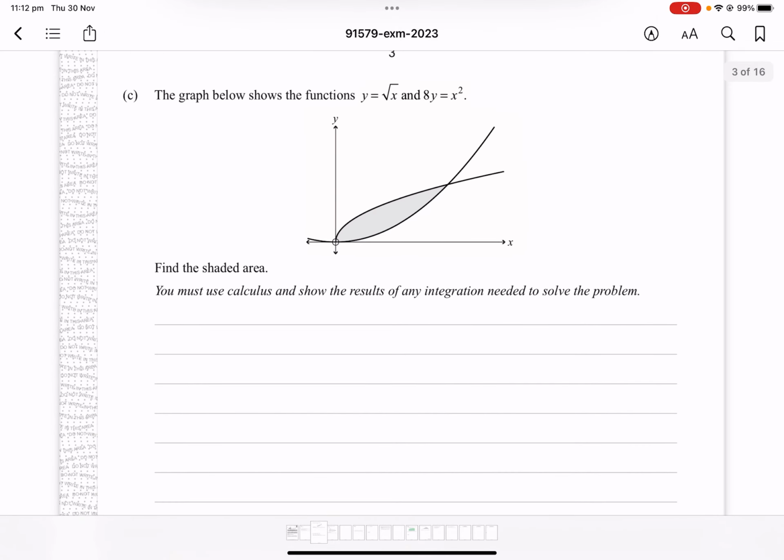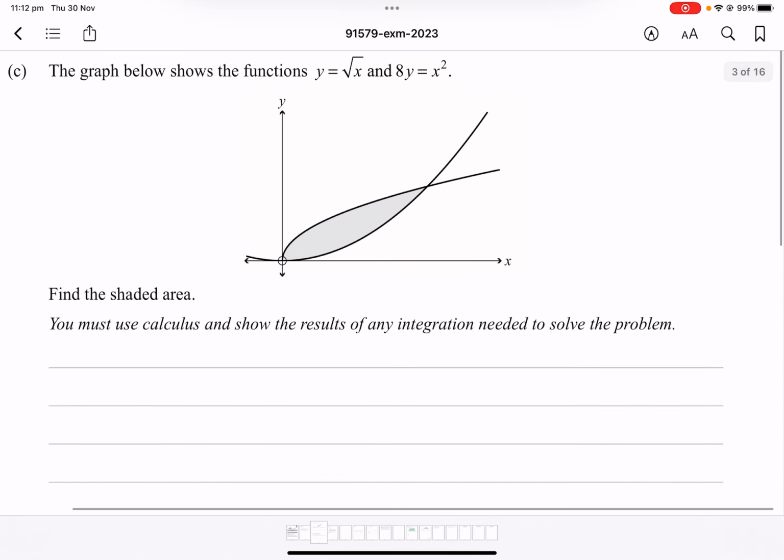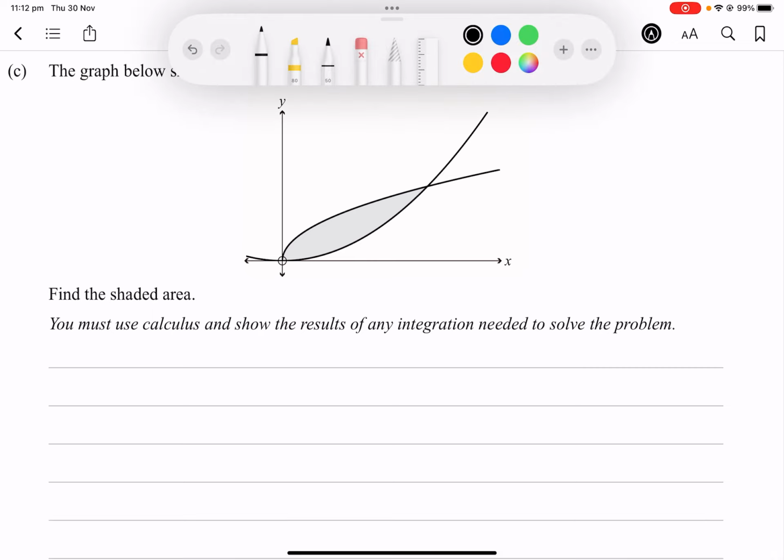Cool. So let's look at question C. The graph below shows the functions y is square root of x and 8y equals x squared. We want to find the shaded area. So for these shaded areas between two curves, just remember in simpler terms, it's going to be the top curve minus the bottom curve, integrating between the points of intersection. So we have here and here.